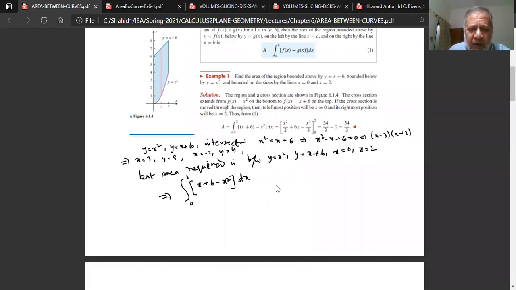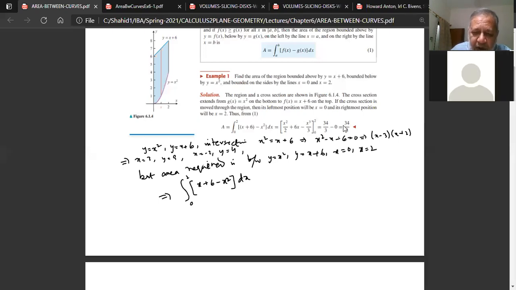I have also typed this out by hand, but I hope this is very simple and you don't have any problem in solving this. This is y equals x plus 6 and this is y equals x squared. Over the interval 0 to 2, x plus 6 has a larger value, whereas x squared has a lower value, as shown in the graph. So f(x) minus g(x) is integrated from 0 to 2, evaluated, and the area obtained.